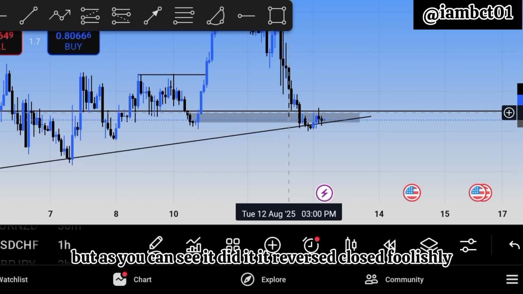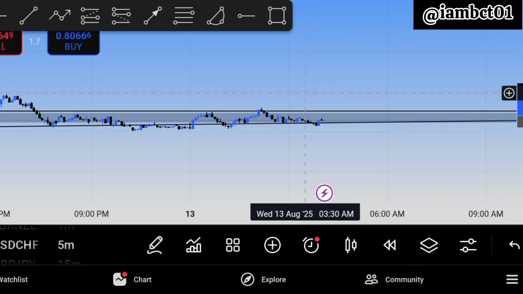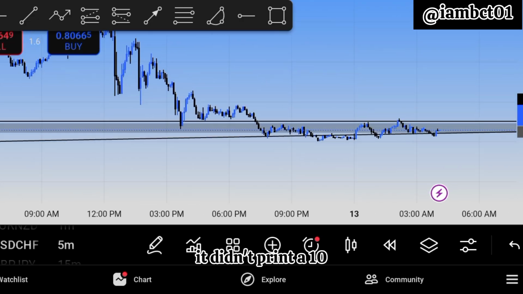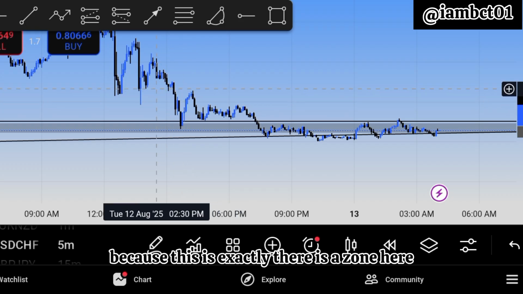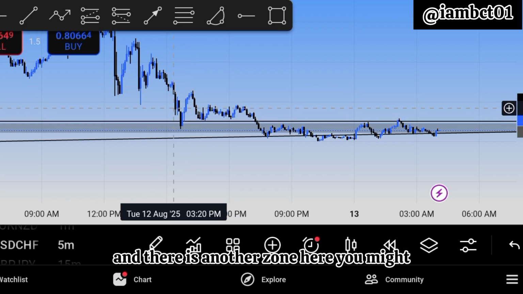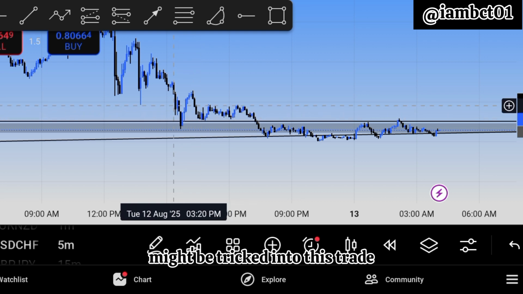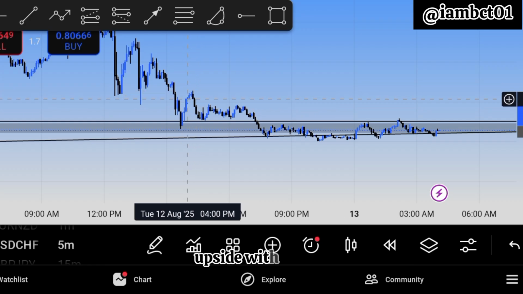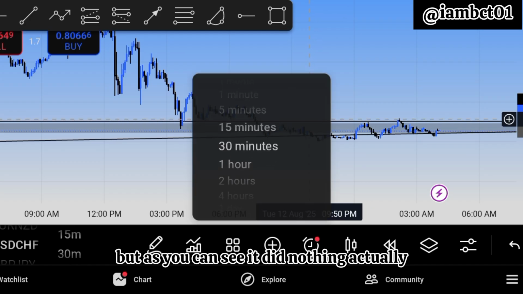But as you can see, it reversed, closed bullishly, but it actually didn't print a thing, I guess. It didn't print a thing because there is a zone here and there is another zone here. You might be tricked into this trade though, because there is a zone here and the zone was pretty broken upside with a good and convincing volume, but as you can see it did nothing actually.